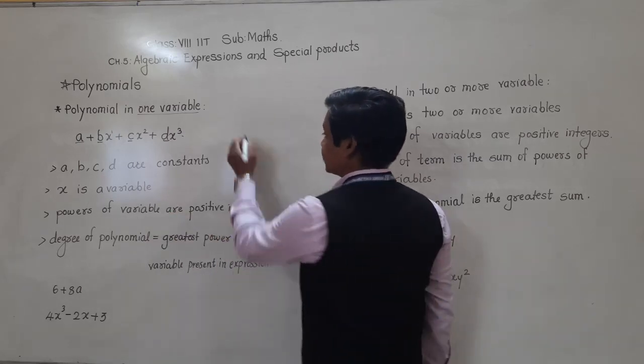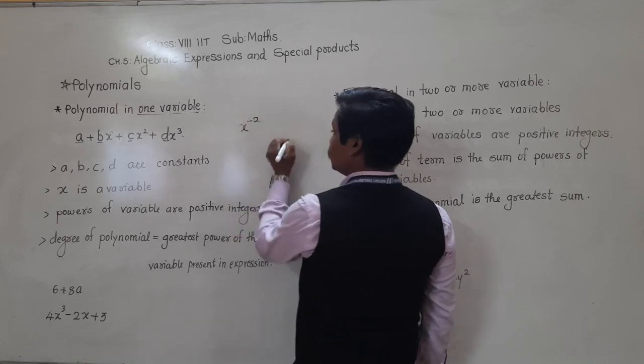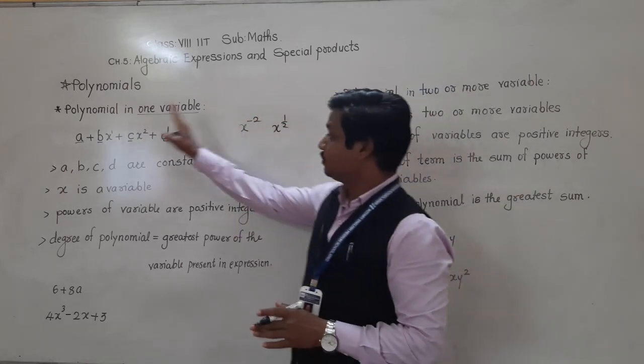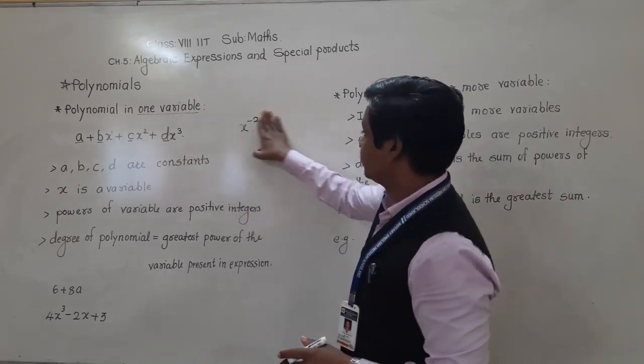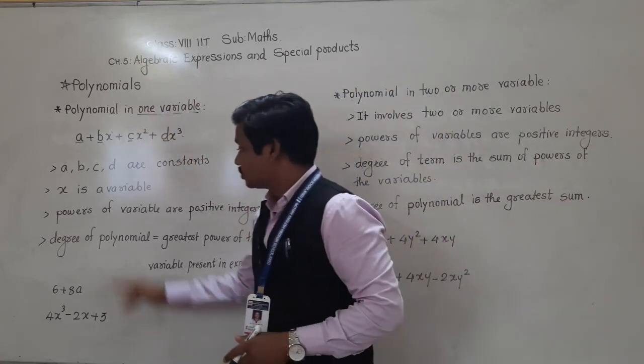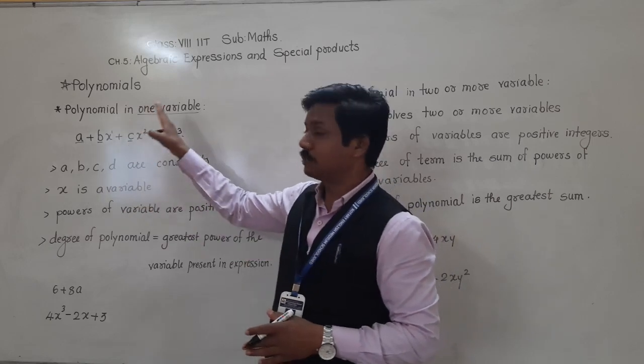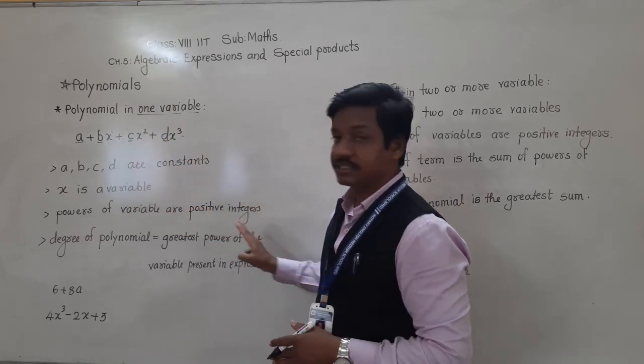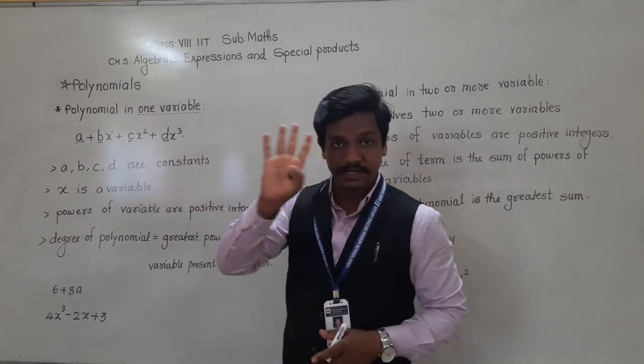They must not be like this. They must not be minus 2 or x raised to 1 by 2. No. They should be positive integers. Keep it in mind. So this is the speciality of a polynomial in one variable: the powers of the variable are positive integers, and there is one variable.